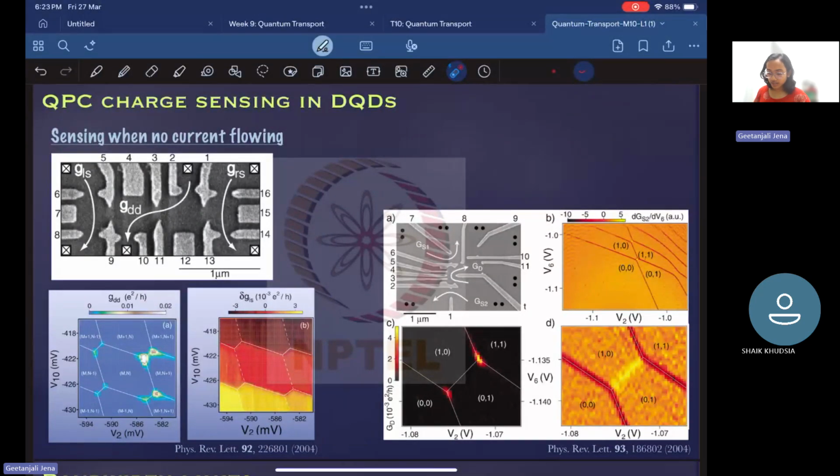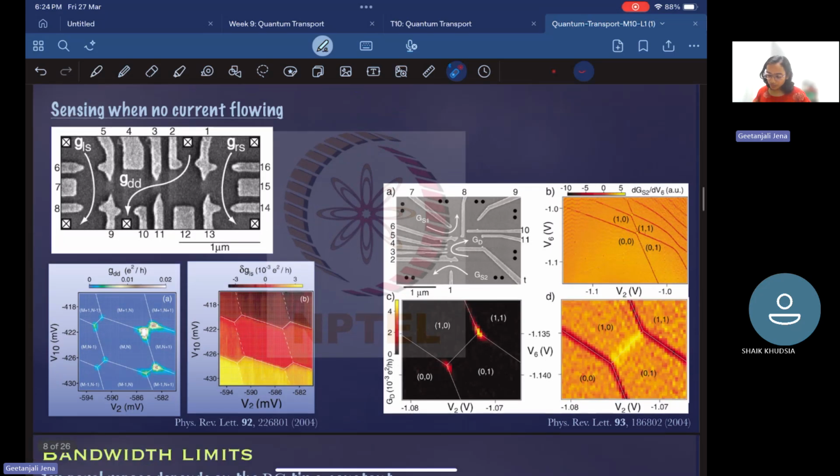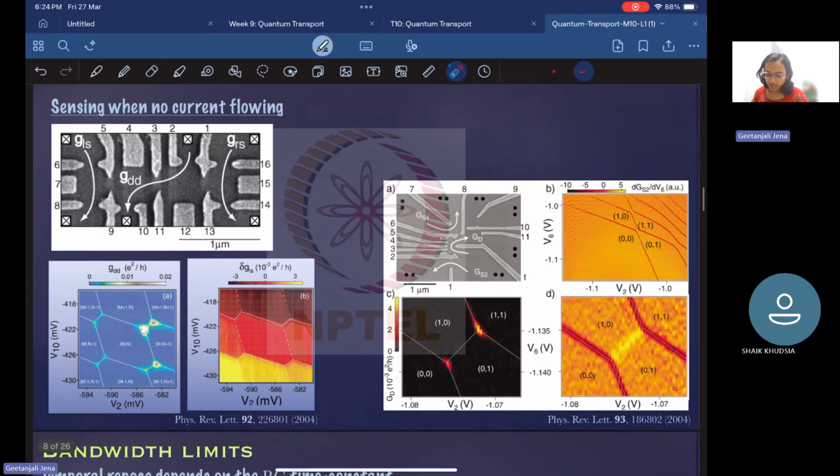Next, it's the same thing. Now we are using the quantum point contact to sense the charging and discharging events in a double quantum dot case. So if you recall, for the double quantum dot case, look at the charge stability diagram that we have seen earlier.